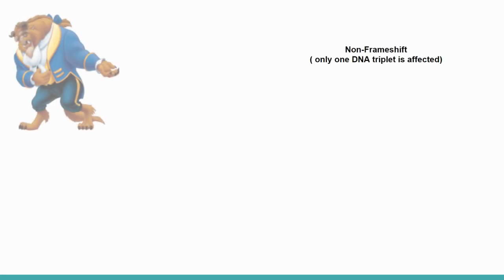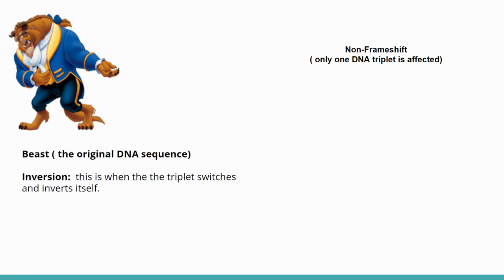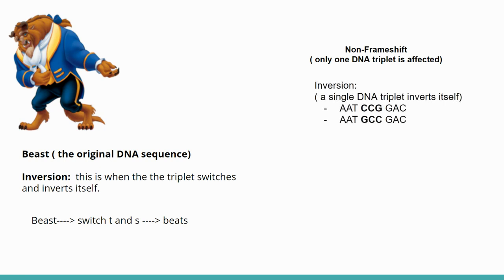Our very last one we're going to talk about, going back to my beast example, is an inversion. This is when the triplet switches itself up. So it stays a triplet, but the letters just jumble up a little bit. So for example, if I had beast, the T and the S switched place by accident, and now we have beets. Again, beets and beast are not the same thing, but all the letters are still there. So it could code for the same thing. An inversion is a single DNA triplet that inverts itself. So I've already given you this in your notes and you can already see it. Hopefully you can see that it's the middle section of codons that are changed.